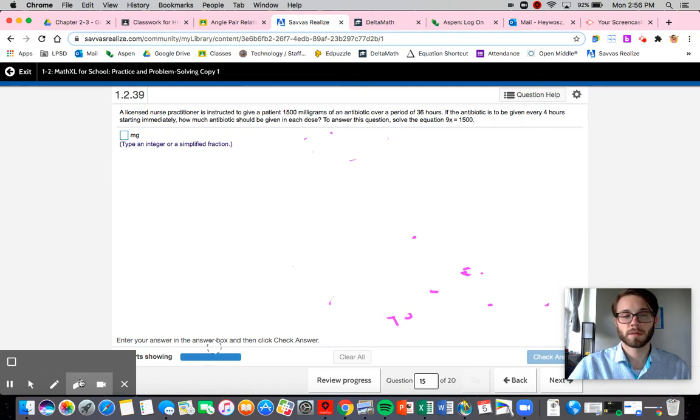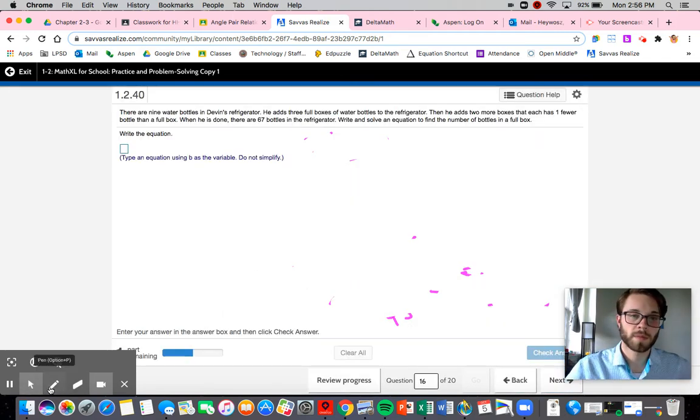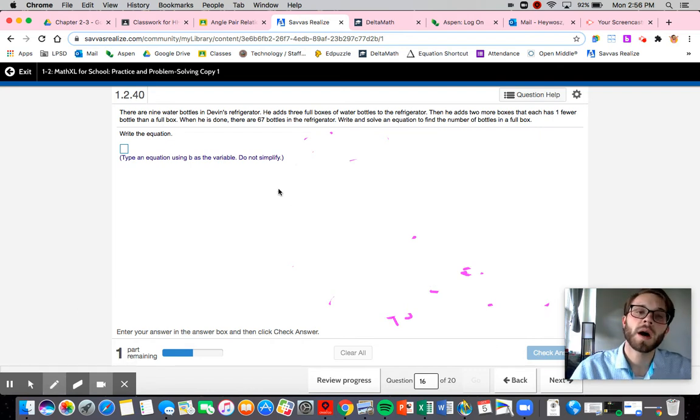Just want to make sure that was cleared out. Okay. Let's look at the next problem. All right, so there are 9 water bottles in Devin's refrigerator. He adds 3 full boxes of water bottles to the refrigerator. He then adds 2 more boxes that each has one fewer bottle than a full box. All right. When he is done, there are 67 bottles in the refrigerator.